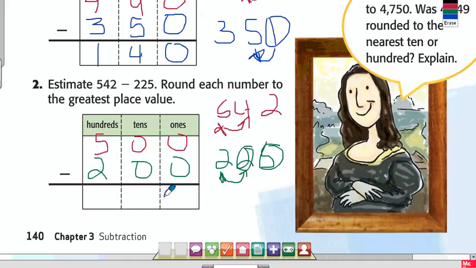0 minus 0 is 0. And obviously 0 minus 0 is 0. And then 5 minus 2 is 3. So that would be 300 there.